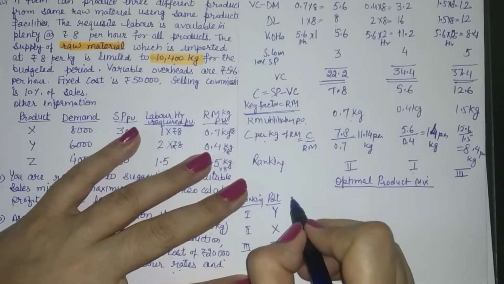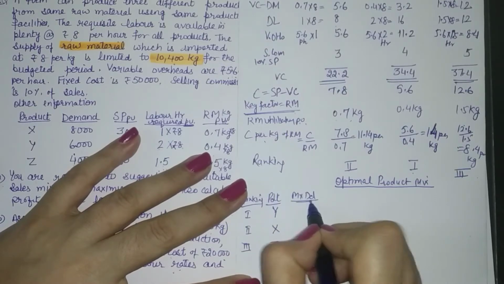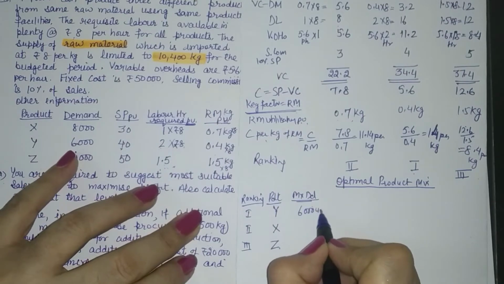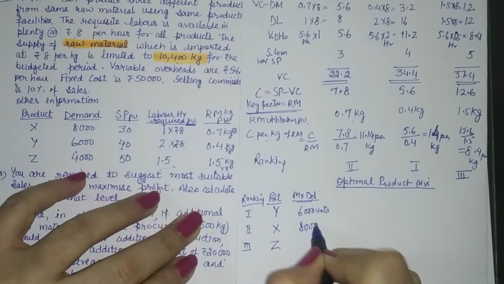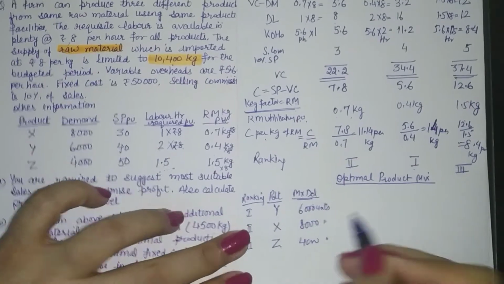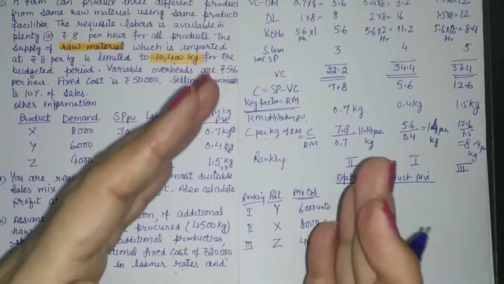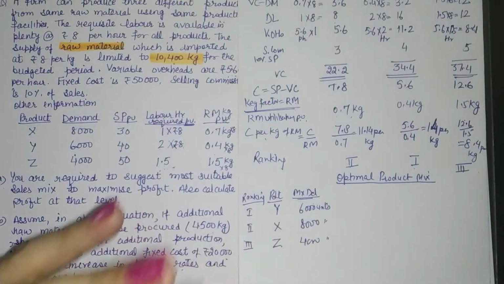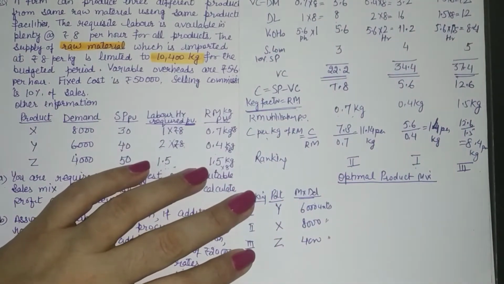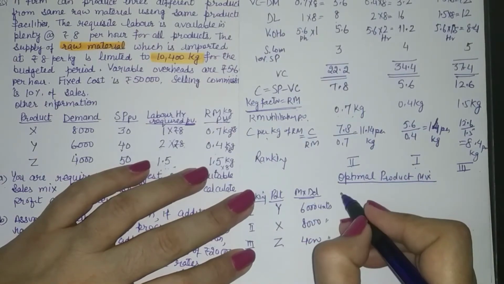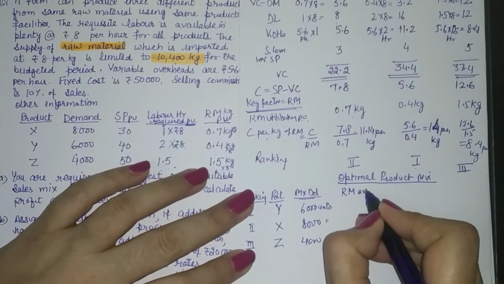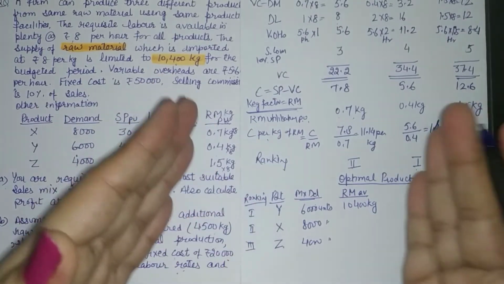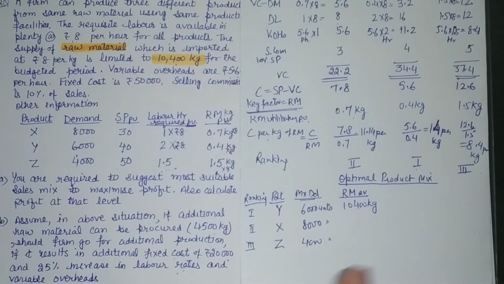Then we have maximum demand because you cannot go beyond this. You have Y 6,000 units, X 8,000 units and Z 4,000 units. This is the maximum limit because you want to know how much production or sale should be done. But your production or sale cannot exceed the maximum limit. So we need to write the maximum limit. And then since this product mix is based on key factor raw material, so raw material availability 10,400 kilogram will also be noted. So these are 4 main columns that we need to record in this table.